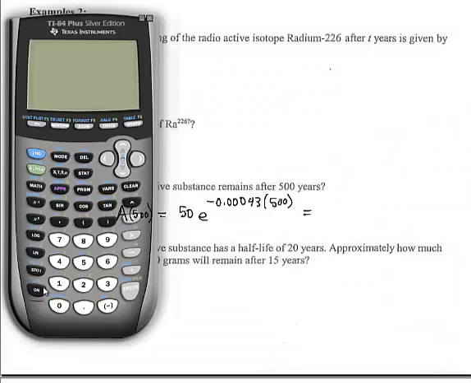I definitely can't do this in my head, so I will pull up the calculator, and we simply type in 50, clear, 50 second ln, and make sure you use the minus sign that's associated with the number keys. 0.0004 3 times 500, enter, and we get 40.